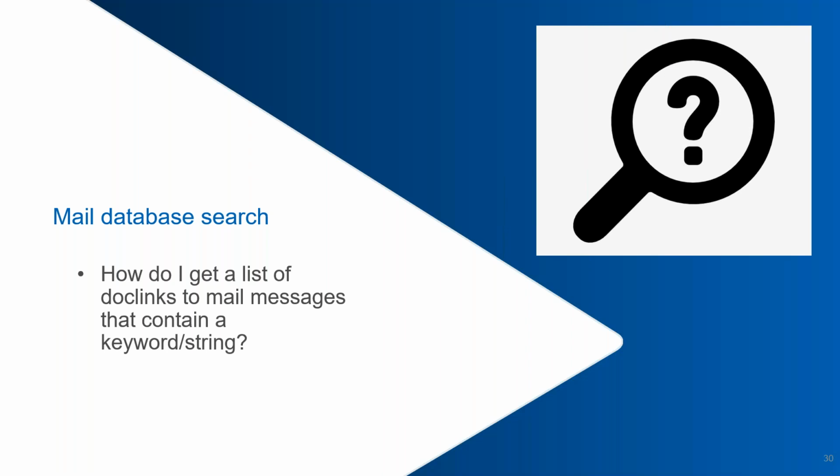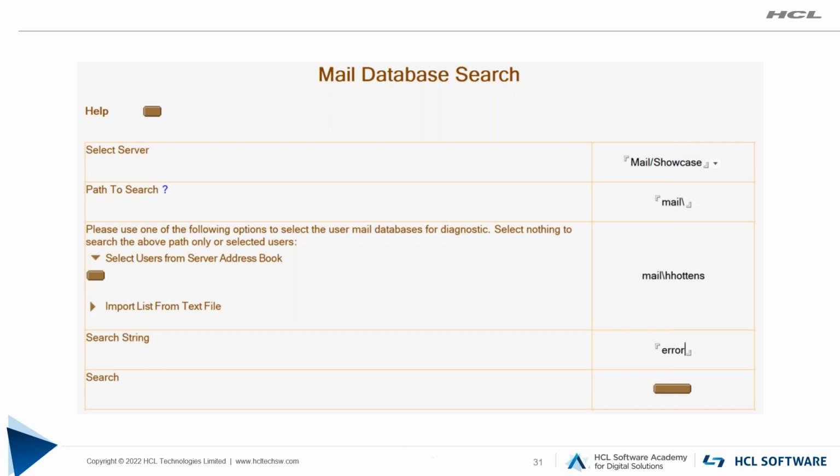But in the case where I know that I've just got a couple of emails that I'm looking for, this can be really helpful. In addition to just being able to search against a database and get information that has a particular keyword or string, also it's helpful to actually get doc links to those messages. So the mail database search utility, what that allows you to do is to define a mail server.